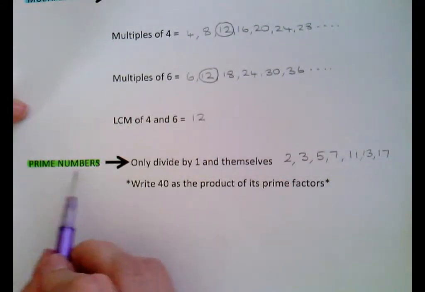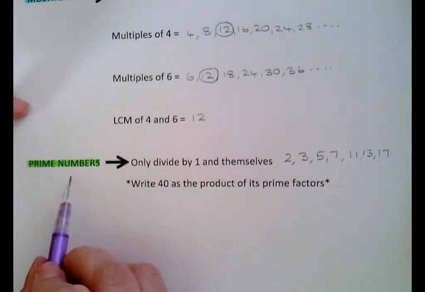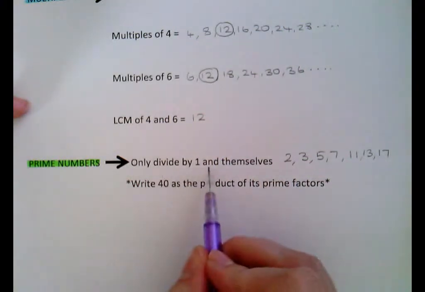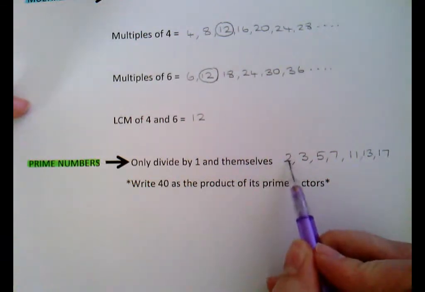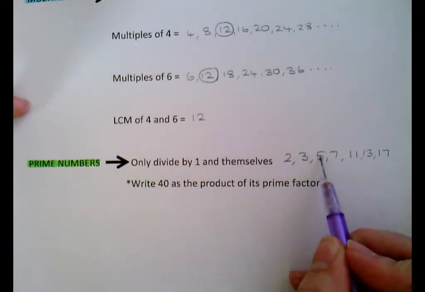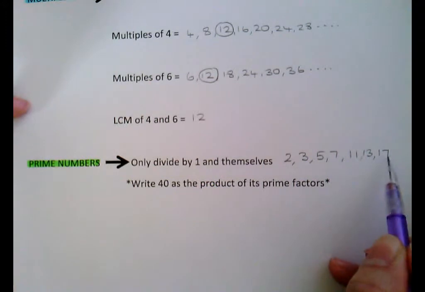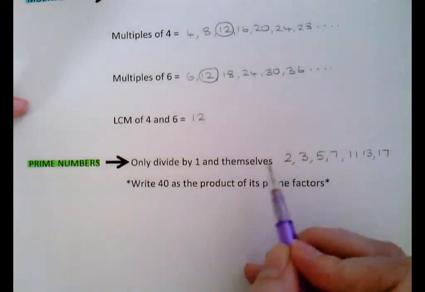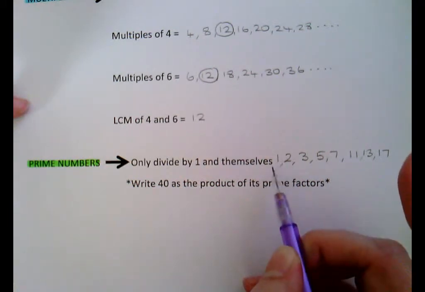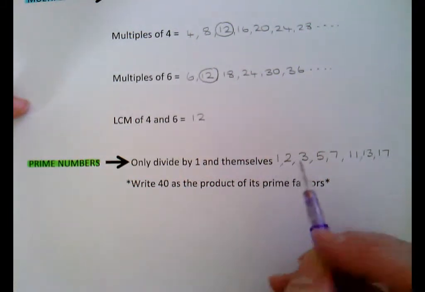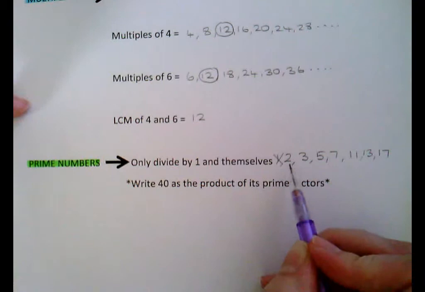So I like to think of prime numbers just as being the awkward ones that don't really seem to appear in any of your times tables because they only divide by 1 and themselves. That means that they've got 2 factors. So the factors here would be 1 and 2, 1 and 3, 1 and 5, 1 and 7, 1 and 11, 1 and 13, 1 and 17. And that's why 1 isn't a prime number, because 1 would only have one factor. It would just have 1 as a factor. So the first prime number is 2.